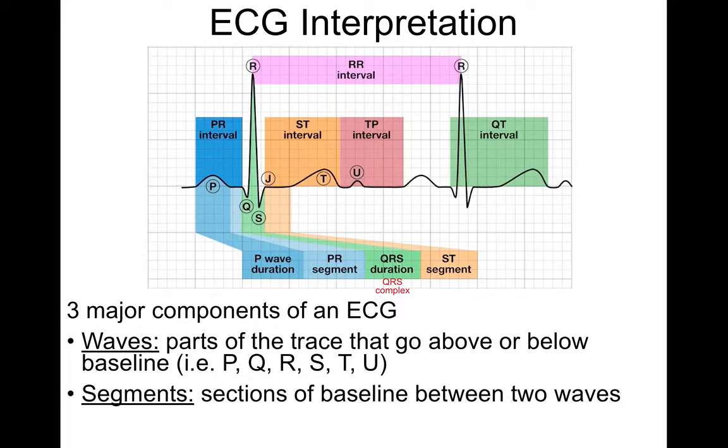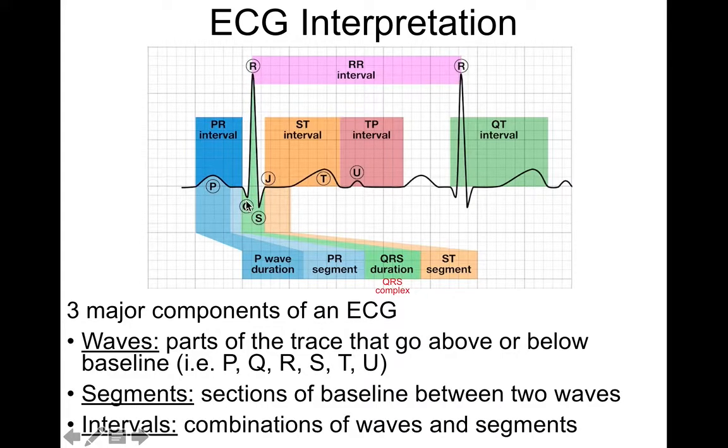We have segments, which are sections of baseline between 2 waves. For example, we have this PR segment here, which is from the end of the P wave to the start of the R wave. You may think that we should include the Q wave. The Q wave can be very difficult to see on the trace, so usually we call this the baseline between the end of the P and the R wave. And then finally, intervals, which are combinations of waves and segments, such as this PR interval here, which is from the start of the P wave to the beginning of the R wave.